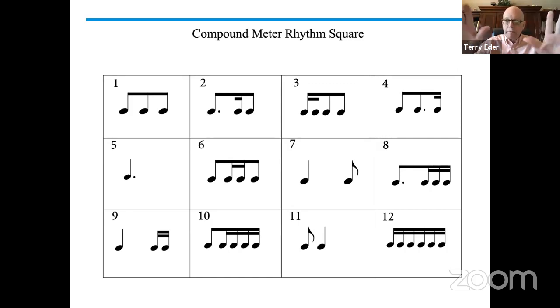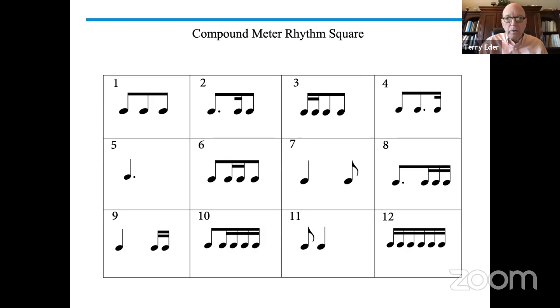Oftentimes what I'll do is project this on the screen, and then I'll point at different squares and we'll just go around. Sometimes I get students to come up to the board and do that with me, just to point at them. And we have a lot of fun doing that. But I think that the biggest thing is you need to know how each of those patterns sound and look.